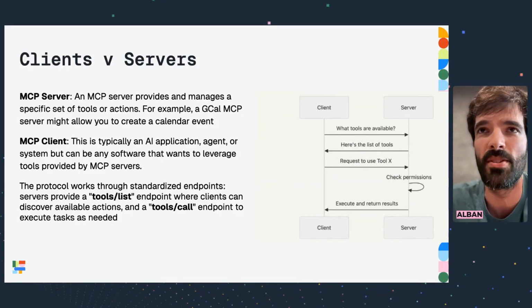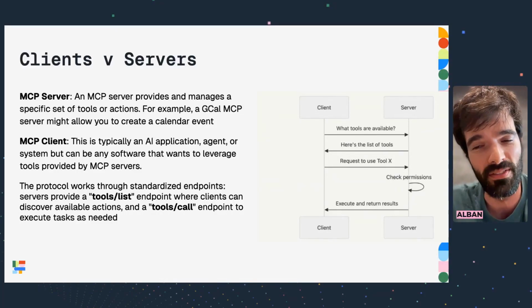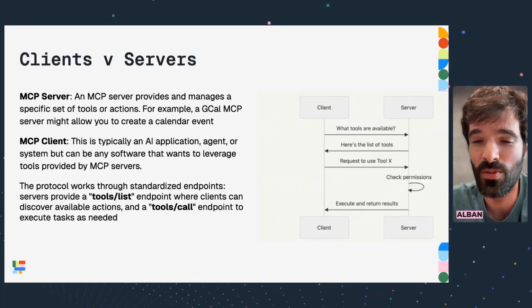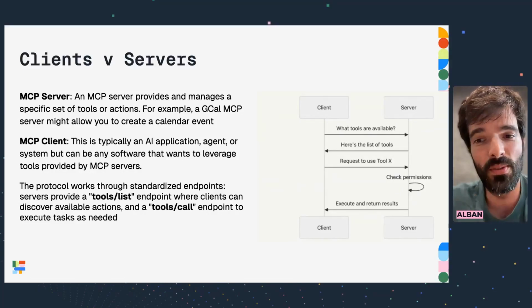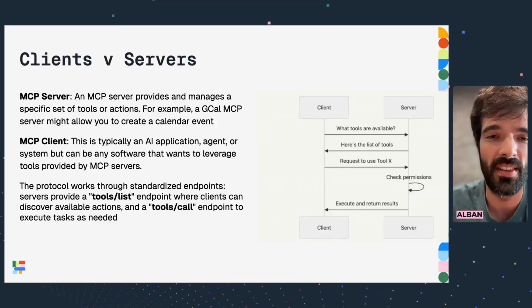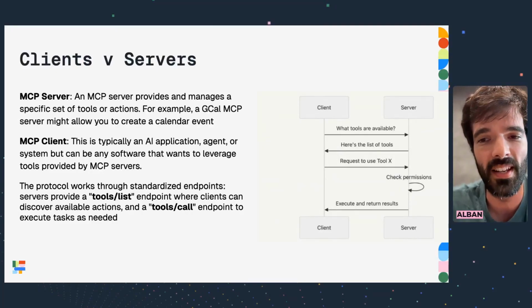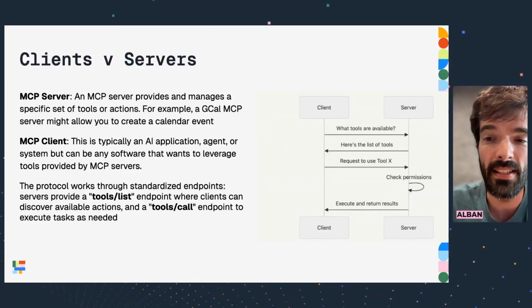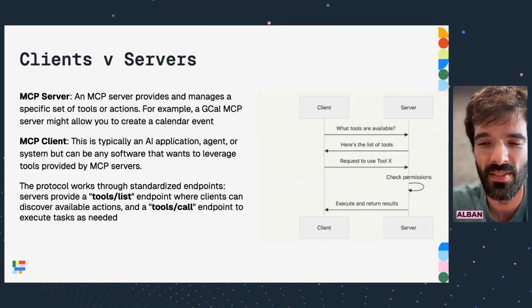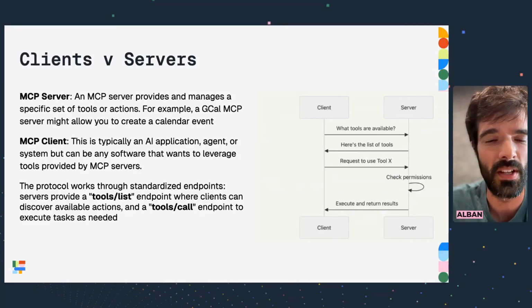Let's say you've got an MCP server that's managing Google Drive. Well, the list of tools will be: I can list files, I can search for a file, I can open a file, I can edit a file, I can create a new file. And then once the LLM has the list of tools that it can use on the MCP server, it can decide to actually use one of the tools. So the client is going to decide to use a specific tool or not.